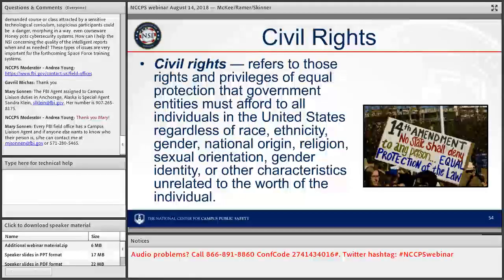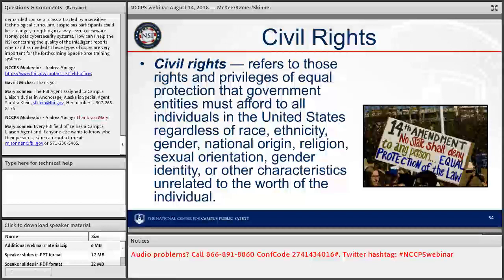So with that, let's turn now to a discussion of civil rights. When we talk about civil rights, we're talking about an affirmative obligation of the government. By this, I mean the government has a duty to ensure the equal application of the law, regardless of an individual's race, ethnicity, religion, or other characteristics unrelated to the worth of the individual. The federal and state governments are prohibited from denying any person within the U.S. equal protection of the laws.